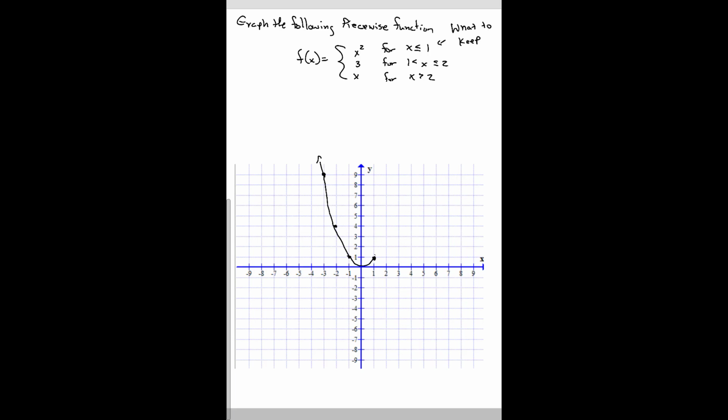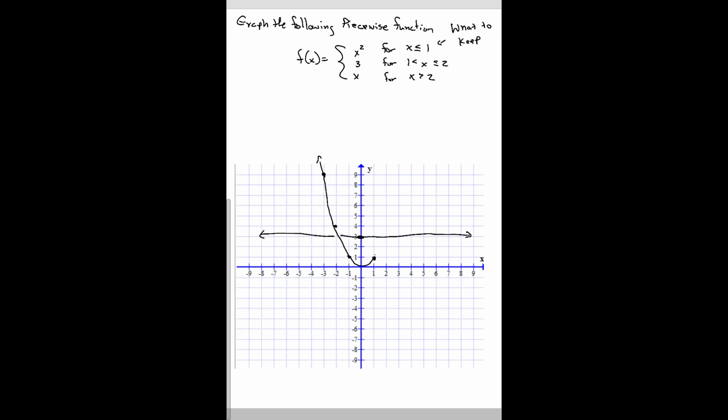f of x is equal to 3. Okay, so if it's equal to a constant, if it's equal to a number, that means we have a horizontal line. And we have a horizontal line at y equals 3. So this would be the second part of that piecewise function. However, we have to take into account the 1 is less than x, which is also less than 2. In other words, we keep all of the x values in between a positive 1 and a positive 2.